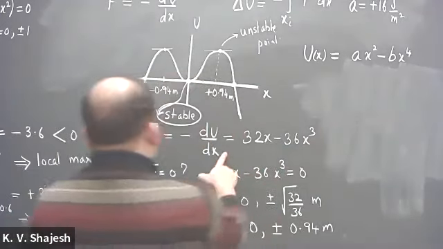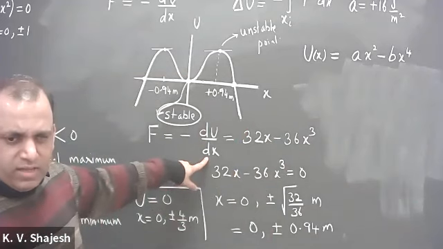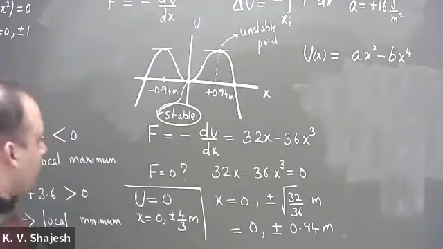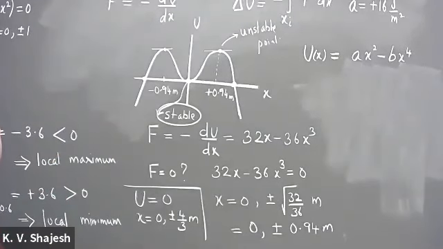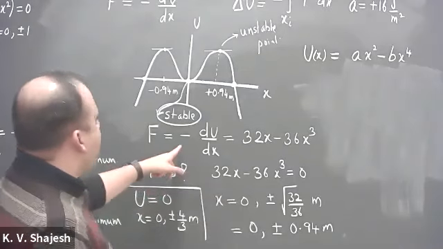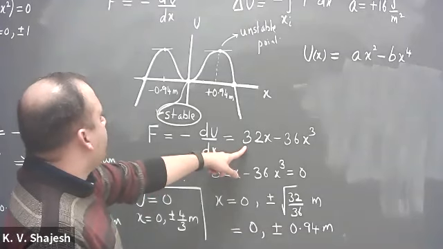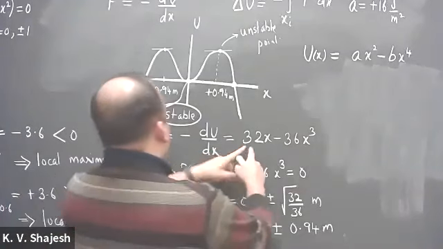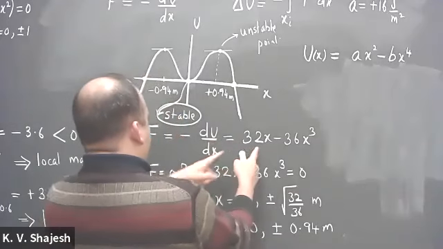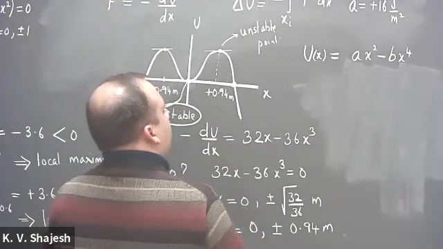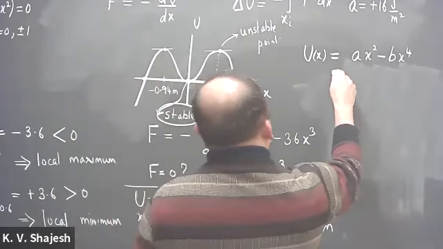We already found the first derivative to be this. Did I do this correctly, by the way? I messed up, right? When I did this negative sign here, I forgot to multiply this negative. So du by dx is not really 32x. Let me do this again, sorry.